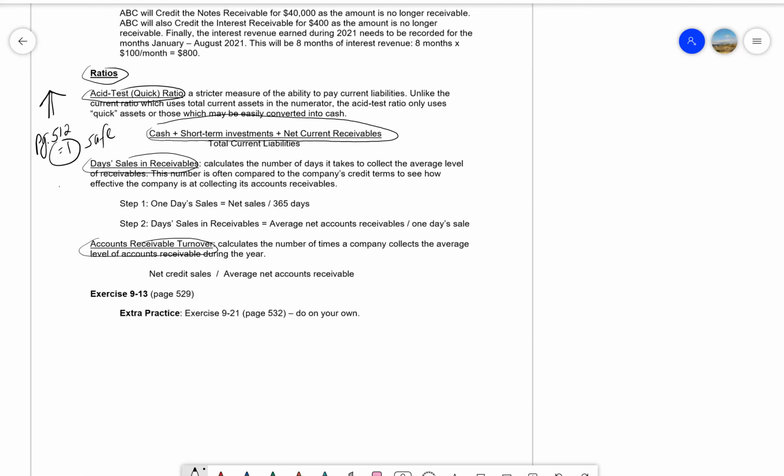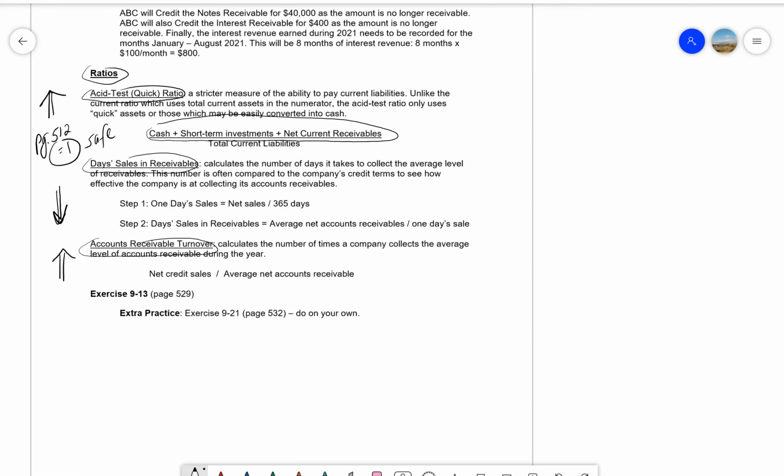So days sales in receivable, lower is generally going to be better. With accounts receivable turnover, it calculates the number of times that we collect our accounts receivable each year. And we want to increase that. We want to be collecting our accounts receivable more times a year. So the accounts receivable turnover, higher is going to be better.